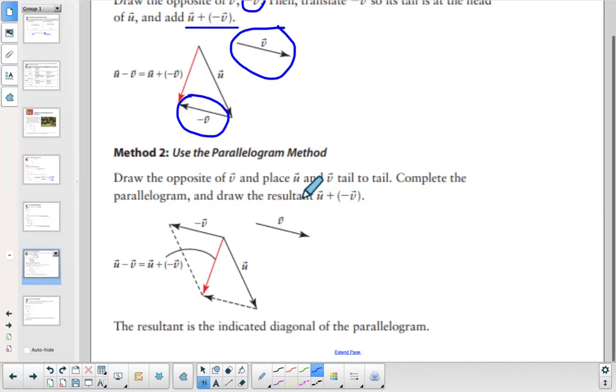For the parallelogram method, I'm still using Ms. Marino, contact the office, please.